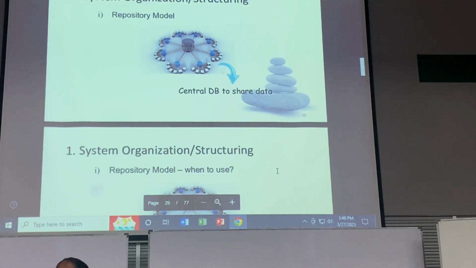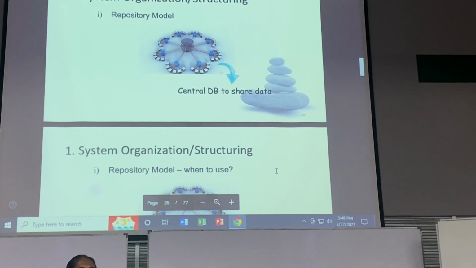So in here, the main server, you can see the black circle in the center. That is the main server, which we can call a central database, and all the circles around it are called nodes. Nodes here could be your PC, your tab, anything, which can share data, exchange data. So this is called a repository model.